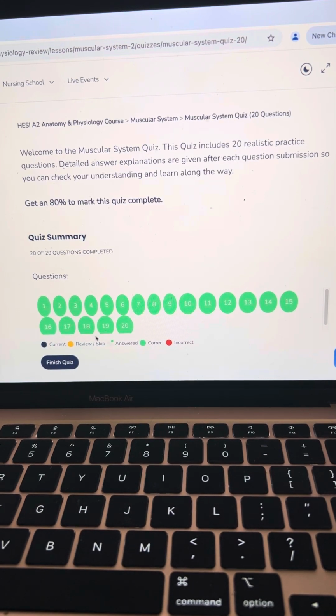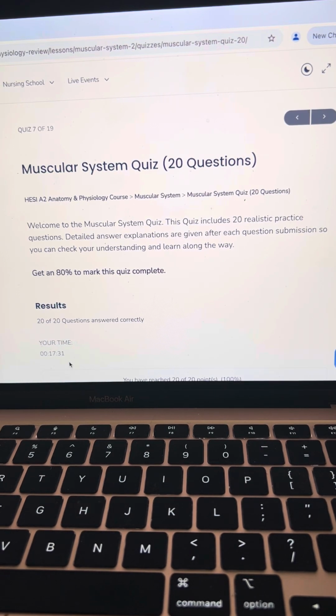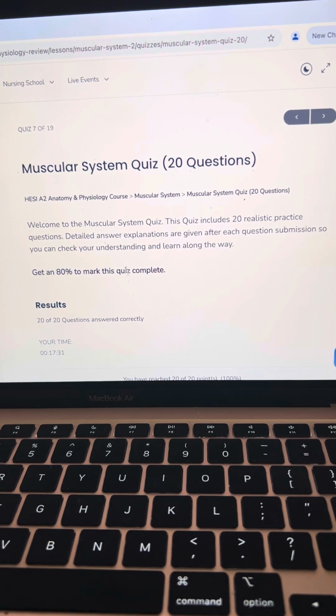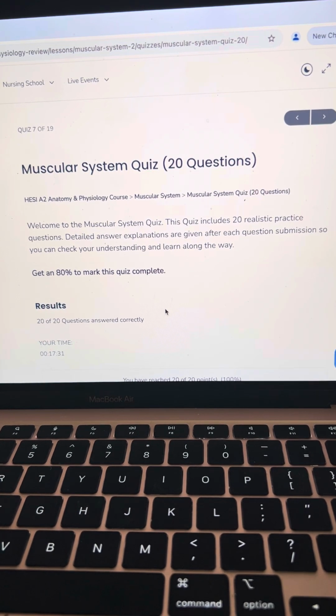Oh, we're done. Yay. And they're all correct, guys. And this is the reason why I do these, because you can take these tests over and over and over. I'm going through all the systems right now. When I get done, then it's gonna have a mock HESI A2 for me to take for everything that I've studied.